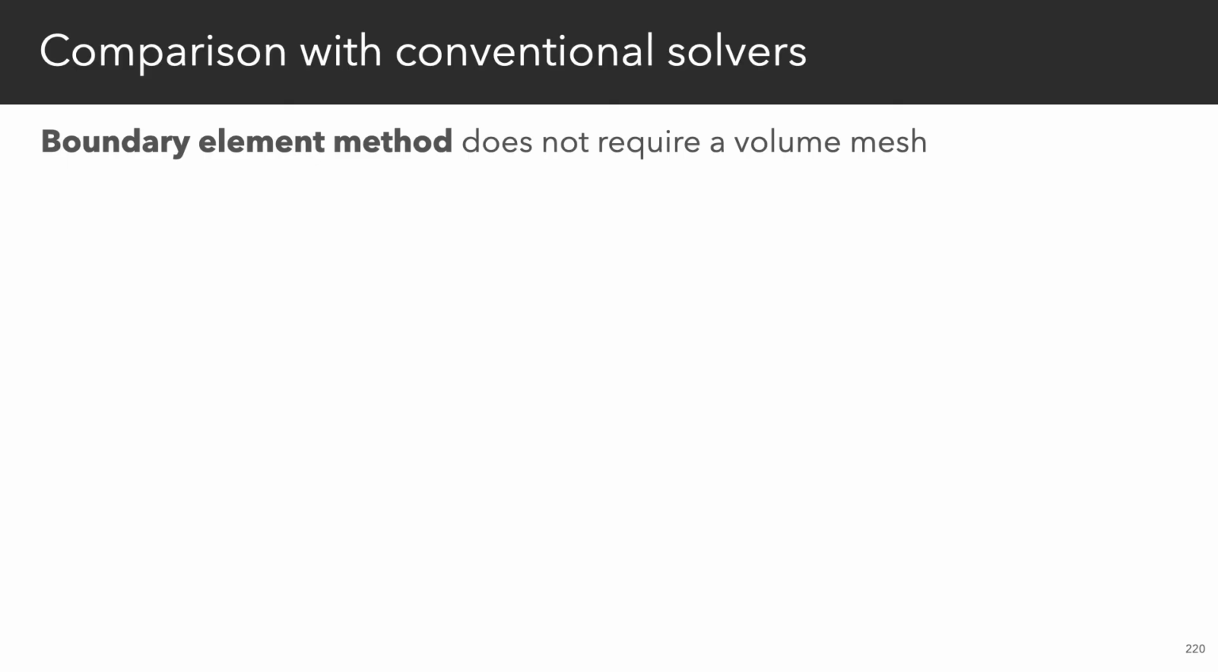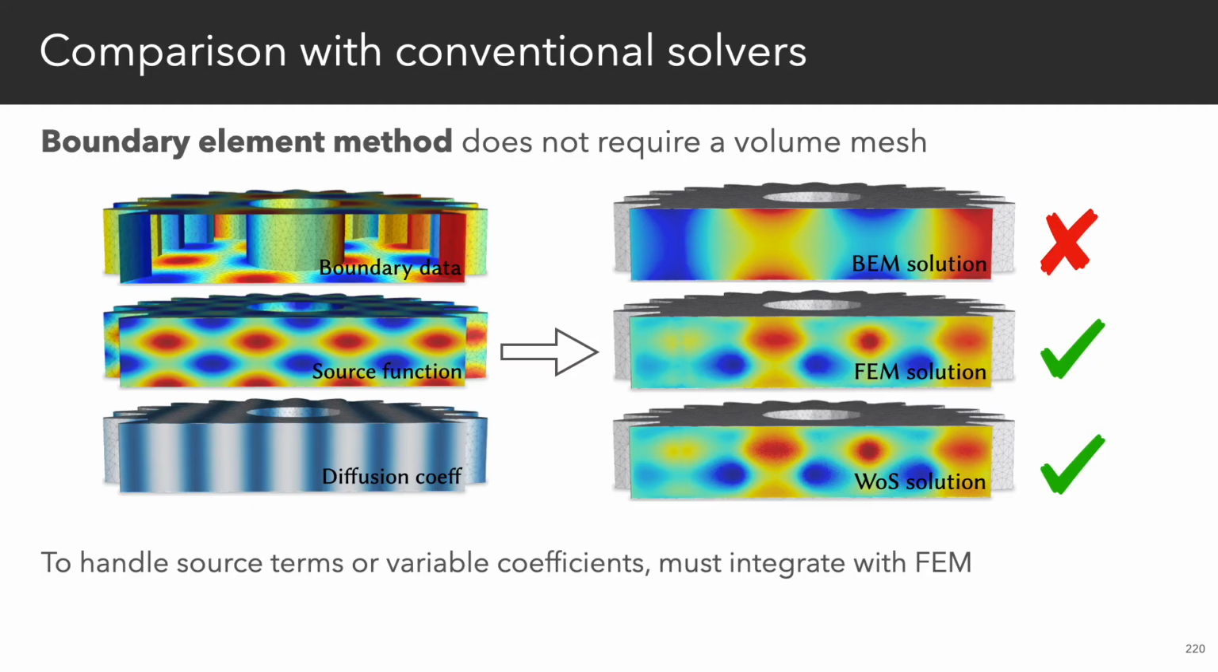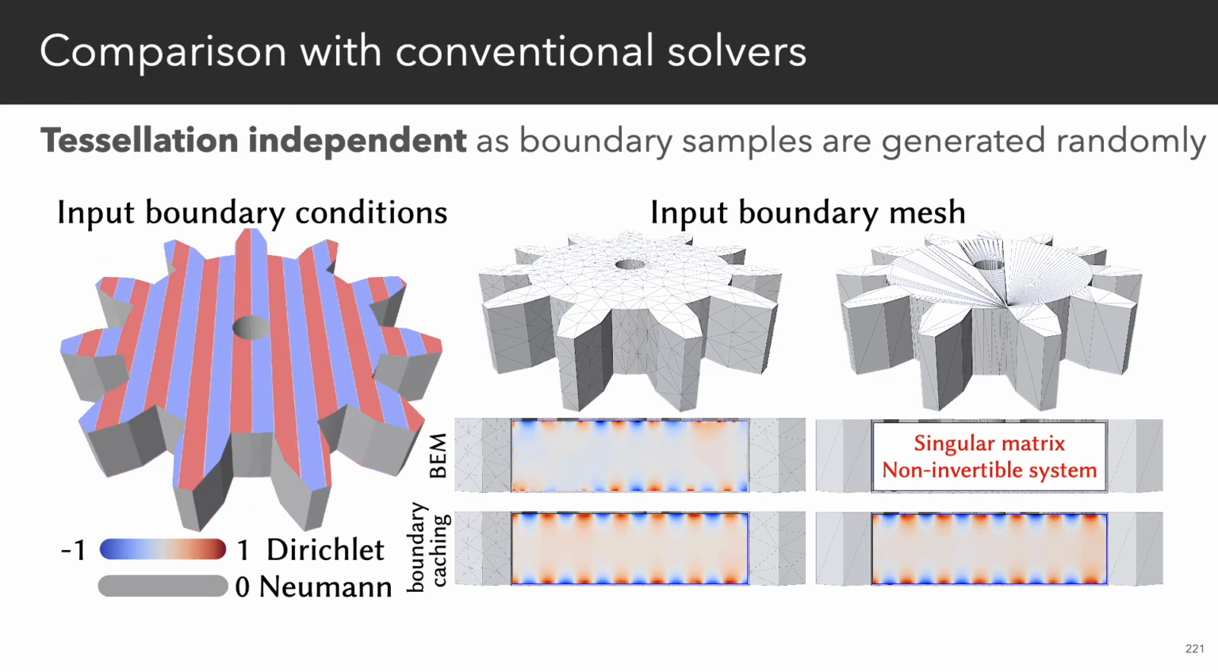Now, some conventional PDE solvers, such as the boundary element method, don't need to mesh the domain at all. But it's worth pointing out that these solvers cannot handle problems with source terms or spatially varying coefficients. To handle these terms, BEM has to be coupled with a secondary solver that requires volumetric meshing or sampling. Unlike BEM, the Monte Carlo approach is robust to aliasing artifacts because it's tessellation independent, and it doesn't have to deal with dense singular matrices either.